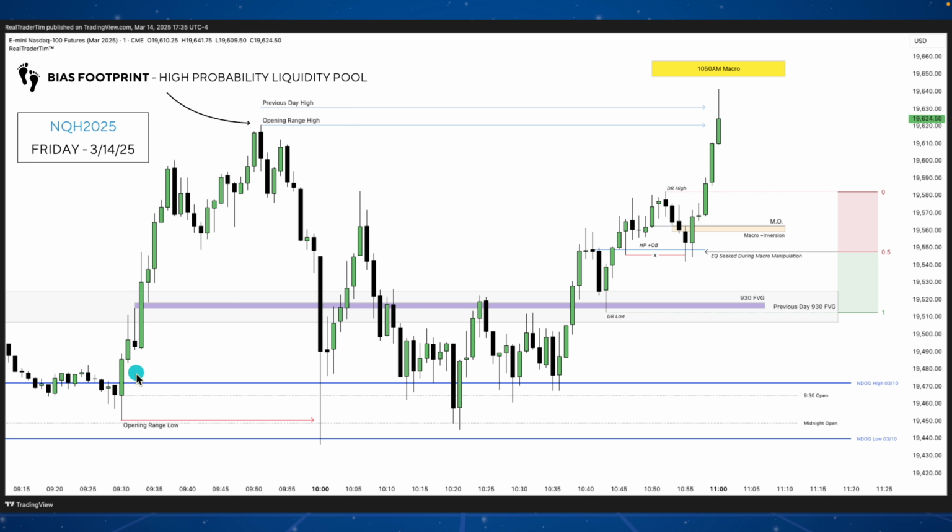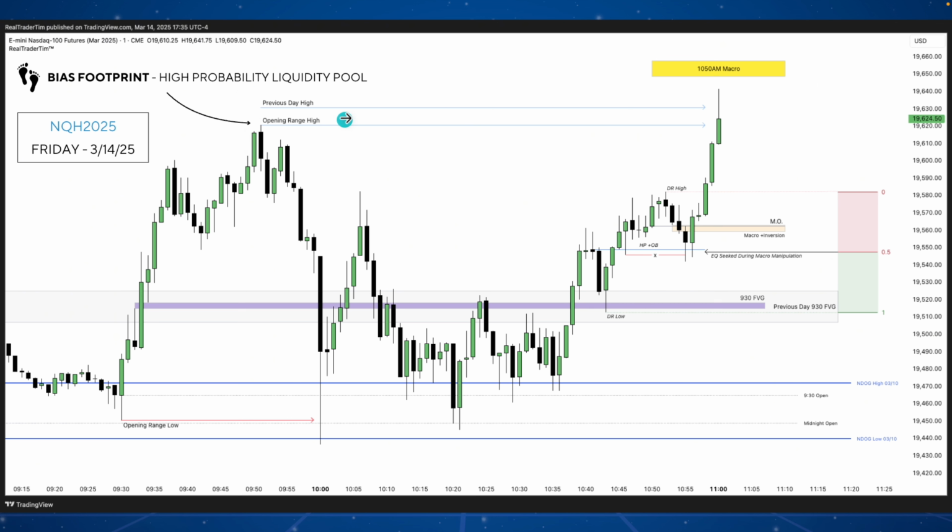So we're seeing price go higher, and then it starts to come down. And again, at 10 a.m., that red folder news dumps us. And what is it doing? Sweeping a session low during a macro. Okay. But going back, most importantly, what is it leaving for us? A high probability buy side liquidity pool, 2 session highs. So we have this high here, which is the opening range high, just short of the previous day high.